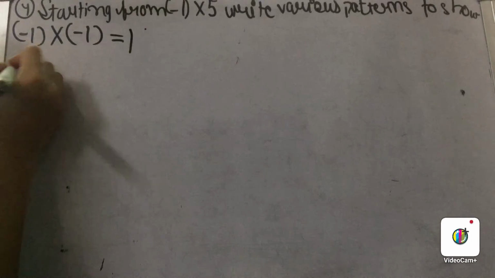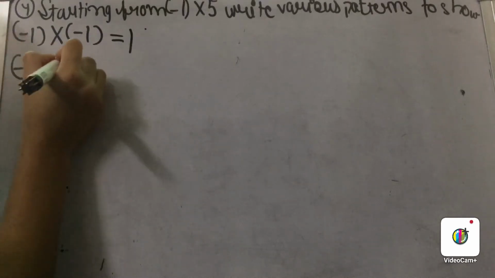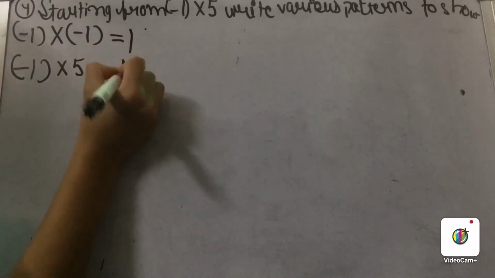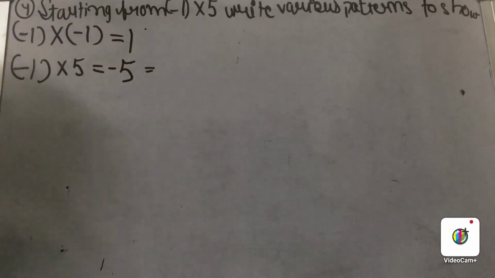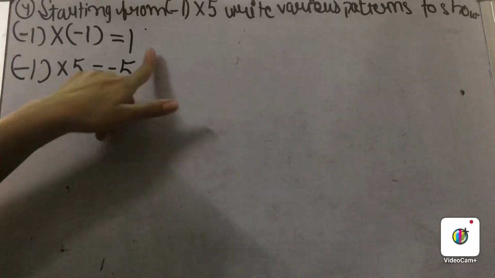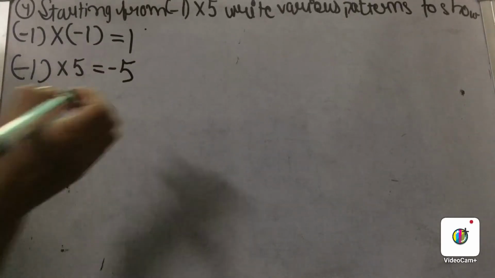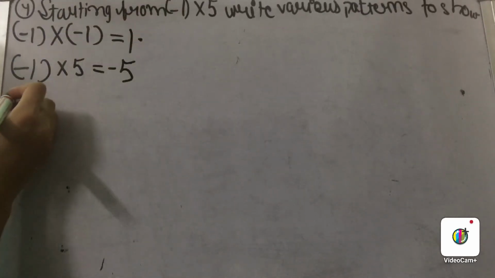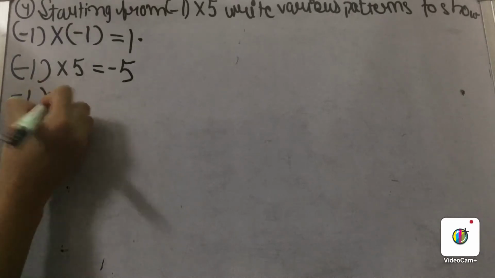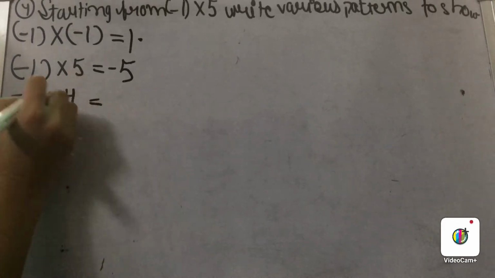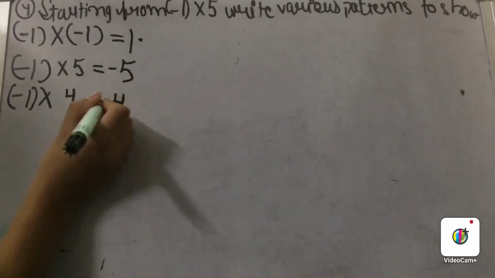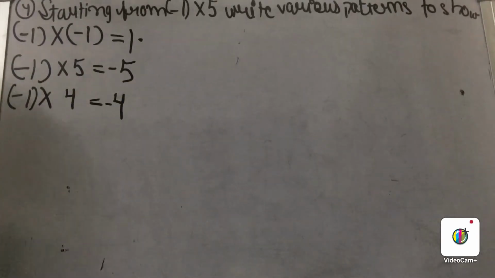If we firstly multiply minus 1 and minus 5, 5 ones are 5 with a minus sign. So this is our first question. Now can I write the next as minus 1 multiply 4? 4 ones are 4 with a minus sign, because plus minus minus.